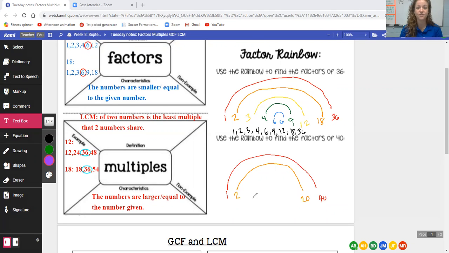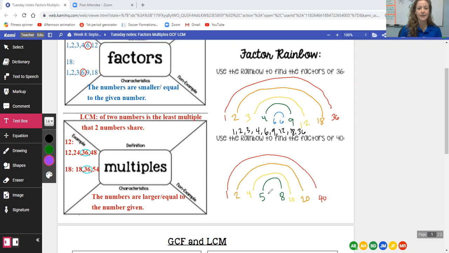And we're going to continue on with 3. 3 times what is 40? It doesn't work. So our next number would be 4. 4 times what is 40? Good, 10. So 4 times 10 is 40. What's my next number? 5. 5 times what is 40? Good job, 8. All right, we would continue on.